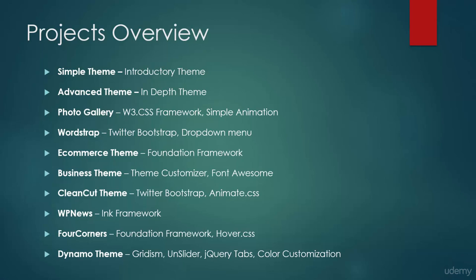And then finally, we'll build the Dynamo theme, which is going to use Gridism. It's going to use Unslider, which is a jQuery slideshow component, jQuery tabs, and we're also going to make it so we can customize the color and we can set a light and a dark preset for the theme.